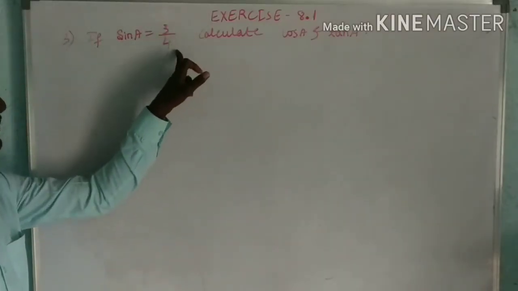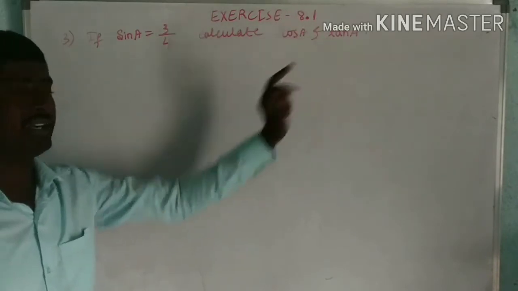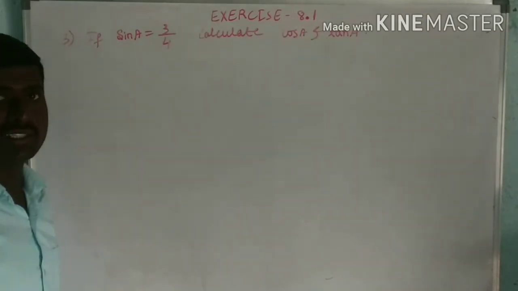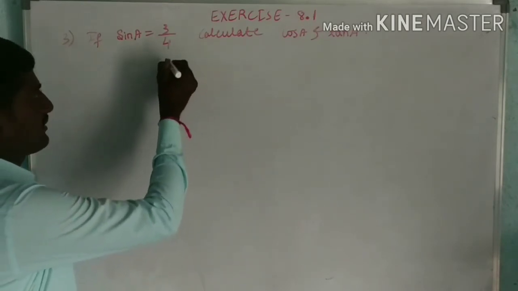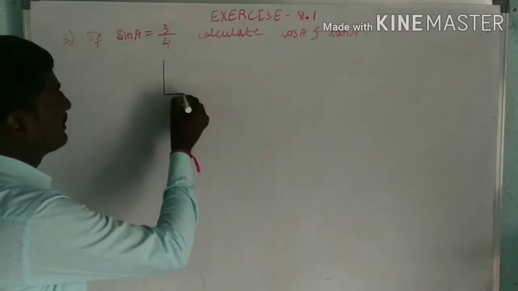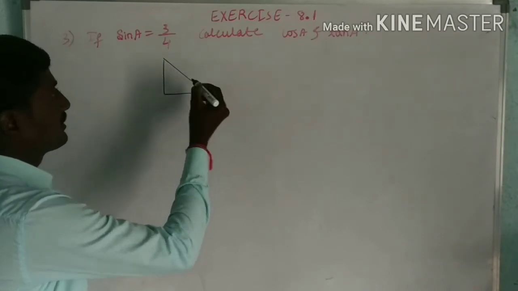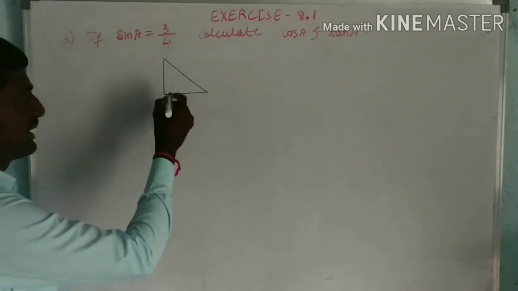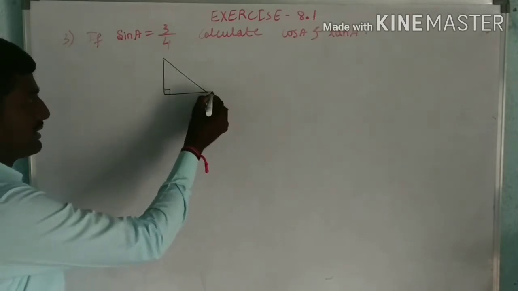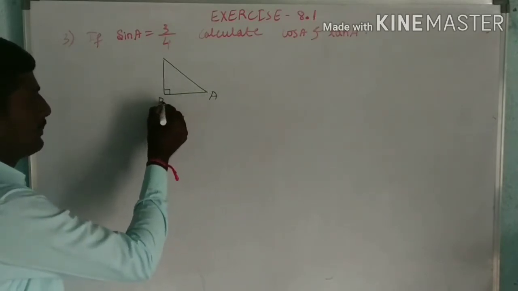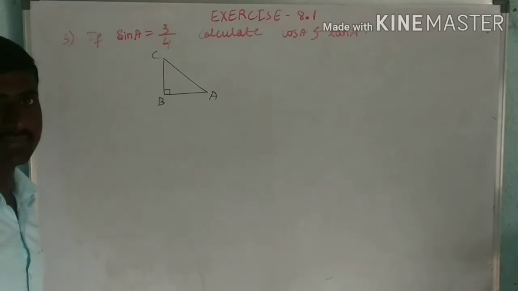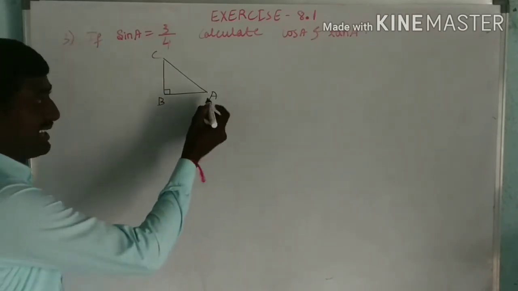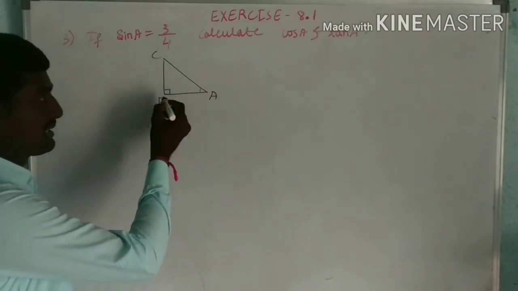Sin A equal to 3 by 4. Calculate cos A and tan A. So sin A is 3 by 4. Here the ratio is given. So let us take first a right angle triangle. They have not said any other than A, so you can take any B or C. Here I will take this as A, B and this as C. You can take any other points, but A must be there, other than the B, 90 degree.